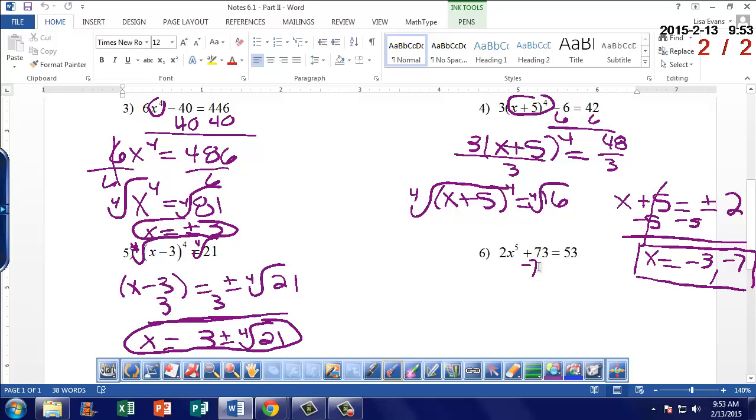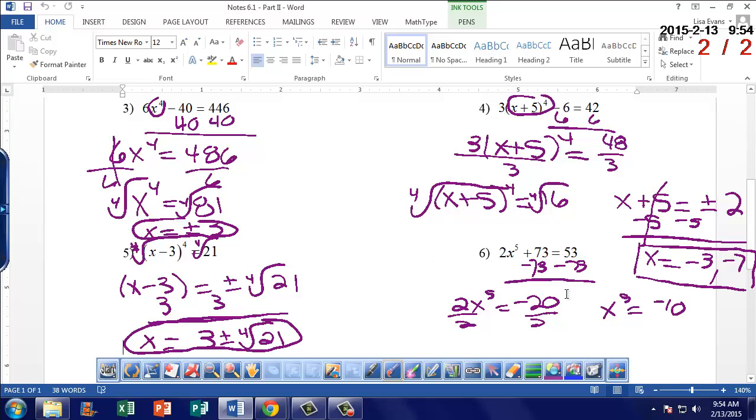All right, let's try the next problem. We're going to go ahead and subtract 73 on both sides. I get 2x to the fifth equals negative 20. I'm going to divide both sides by 2. I get x to the fifth equals negative 10. Now, if this would have been an even root, if it would have been x squared or x to the fourth, you would know that when you take an even root of a negative number, it's impossible. So you'd stop and say no solution.